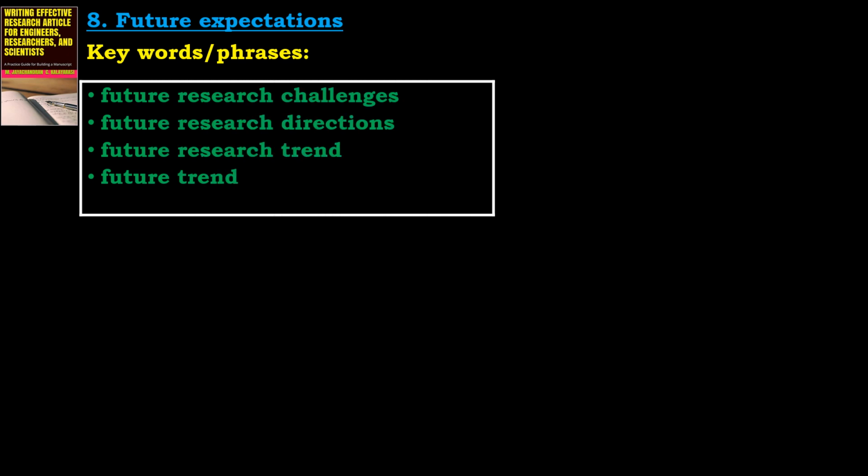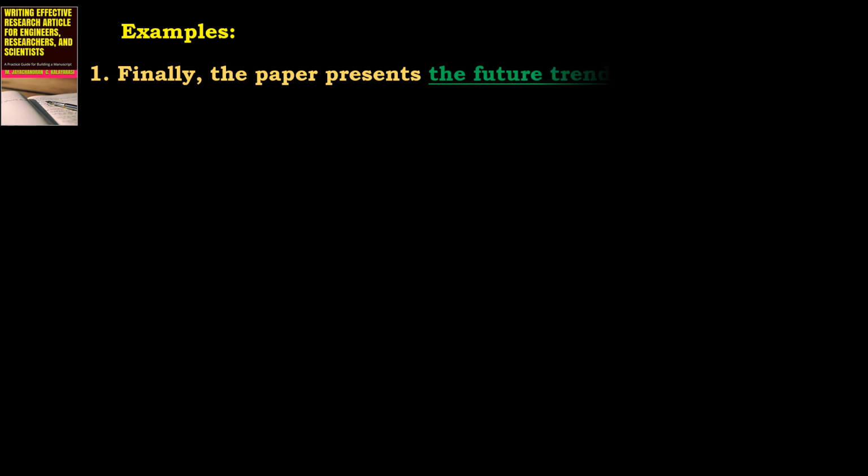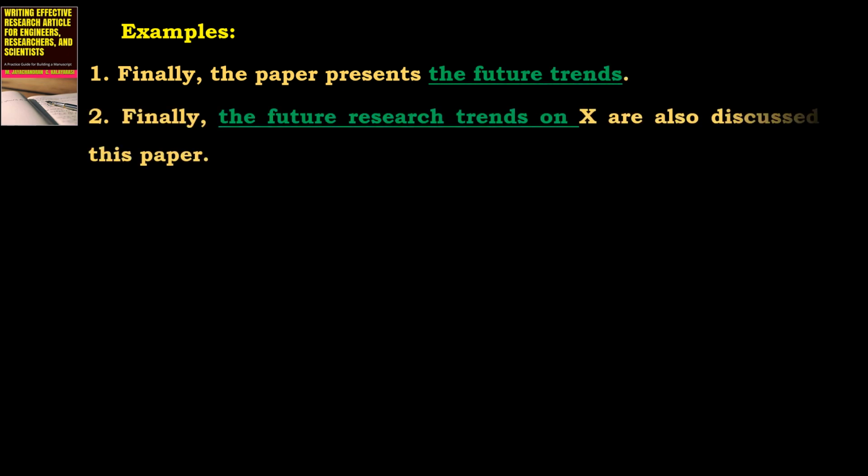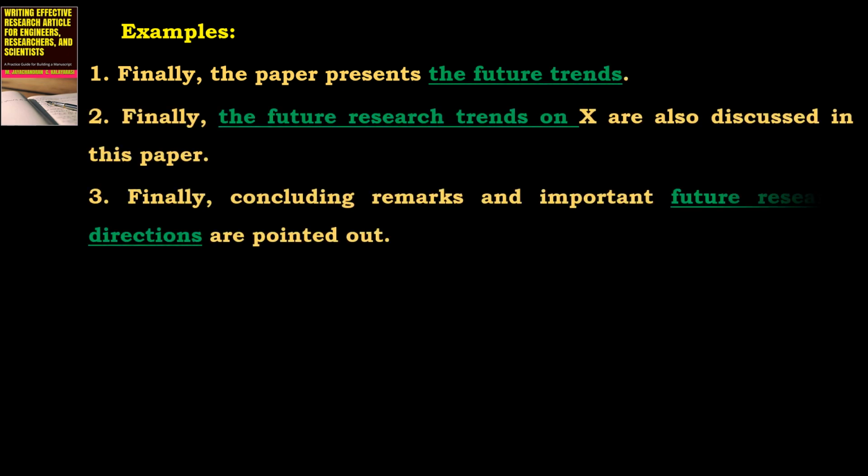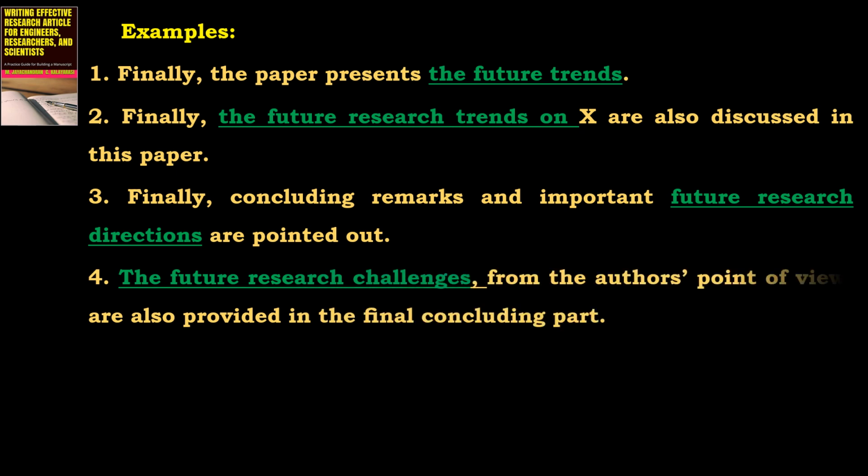8. Future expectations. For recommending future research suggestions that address the limitations of your study, this section offers a widespread of phrases adopted in publications. Key phrases are future research challenges, future research directions, future research trend, future trend. Let us look at some examples where the keywords that represent future expectations are highlighted in green.